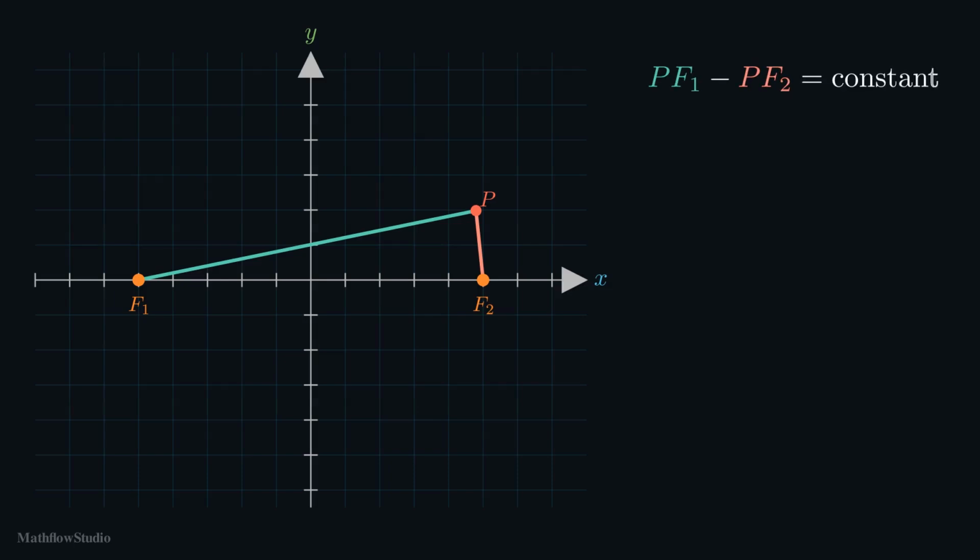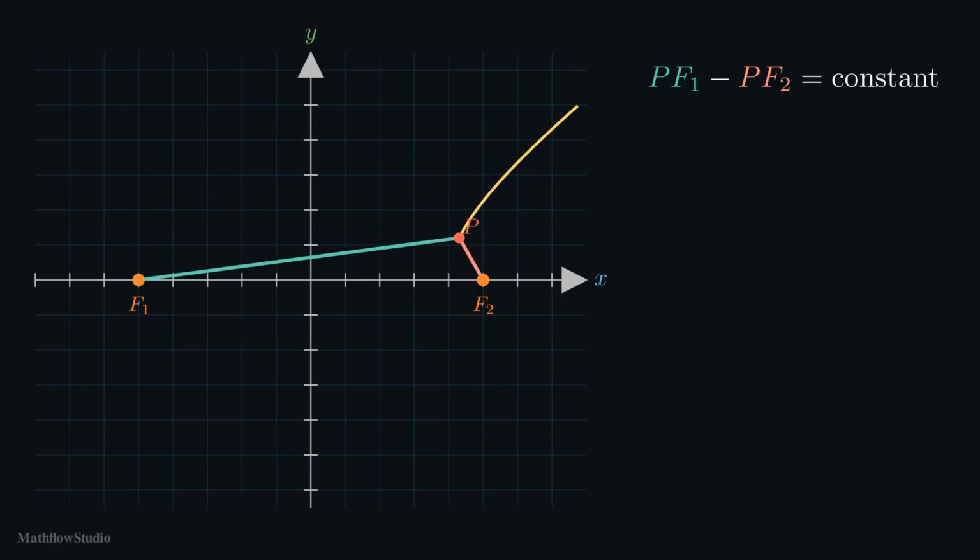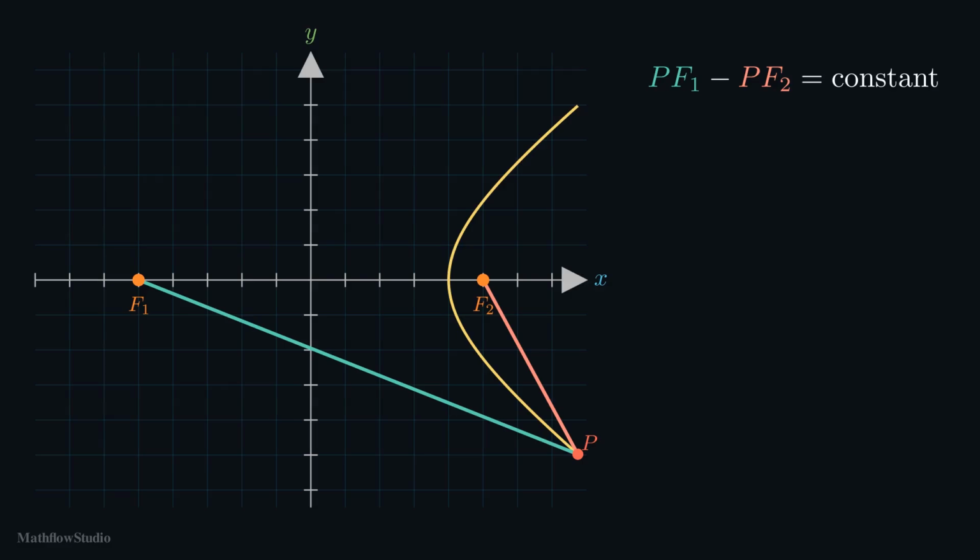For an ellipse, we add them. For a hyperbola, we subtract, and that difference is always the same constant. As P slides outward, both lengths grow, but they grow by exactly the same amount, so their difference never changes. Sweep it the other way, and the same rule traces the rest of this branch.